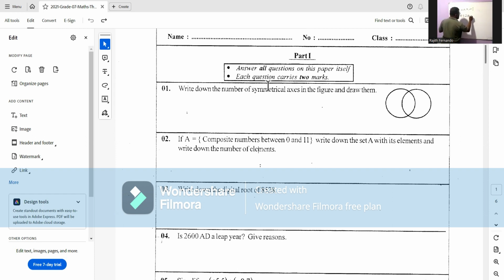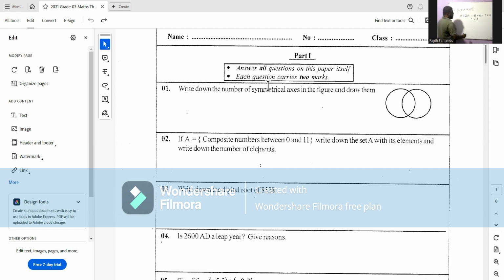8,528. What is the digital root of this number? You have to add 8 plus 5 plus 2 plus 8. Then 8 and 2 is 10. 10 and 8 is 18. 18 and 5 is 23.